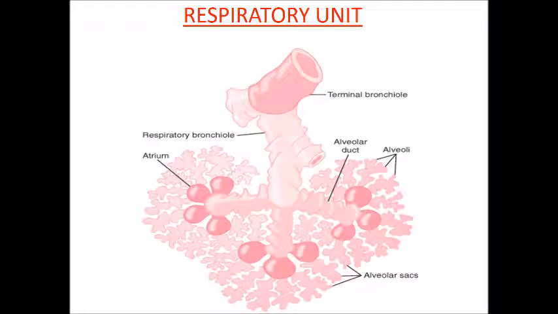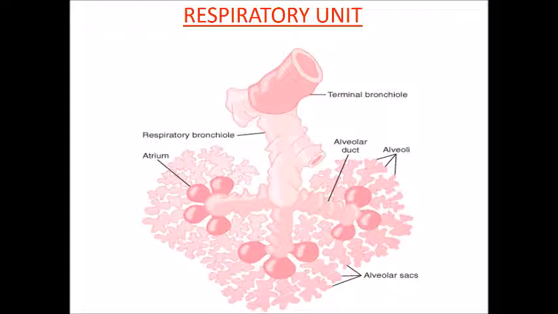In the first lecture of introduction, we have discussed conducting zone and respiratory zone. Conducting zone is from nose up to the terminal bronchiole, and in this zone, exchange of the gas or diffusion of the gas is not possible. In respiratory zone, respiratory bronchioles and up to alveoli are involved, and in this area diffusion of the oxygen and carbon dioxide is possible. Now see the diagram.